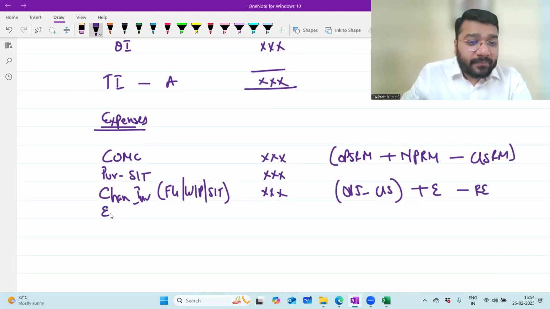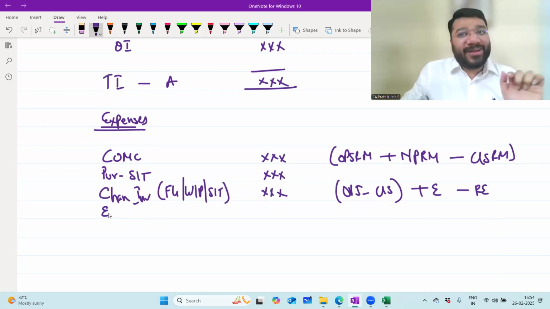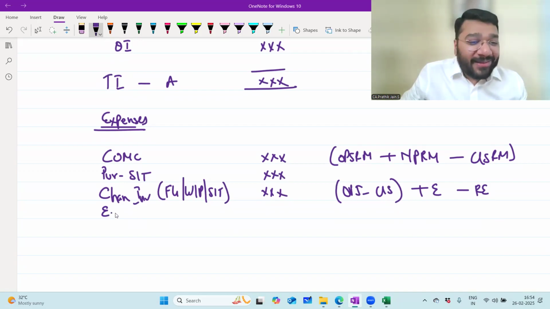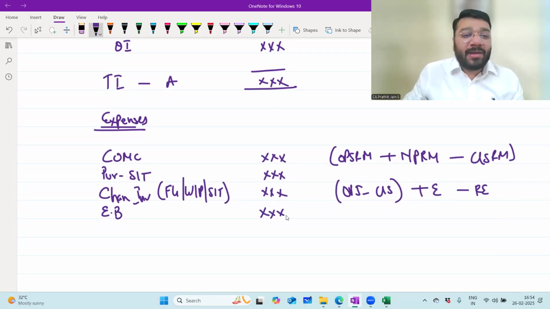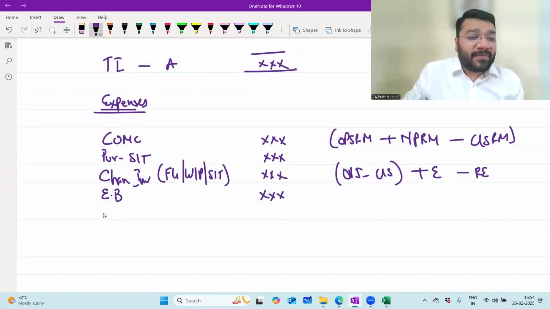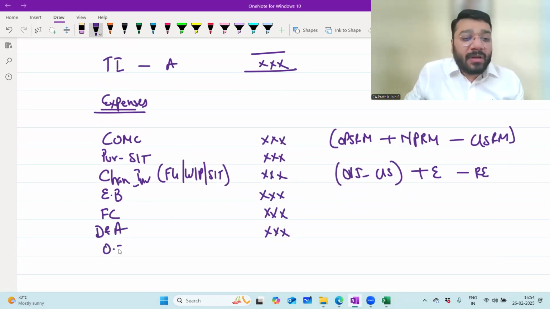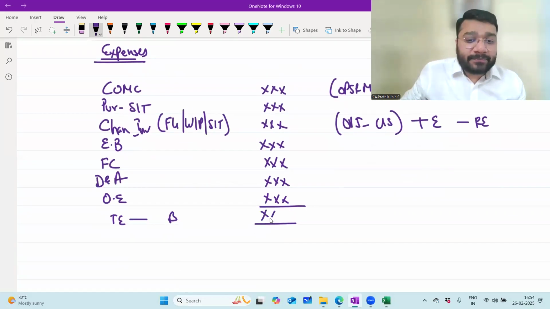Next item, employee benefit expenses. Then finance cost. Then depreciation and amortization. Then other expenses. Very good. This is called total expenses, B. Now what is the next item? Profit before exceptional and extraordinary items, which is A minus B.